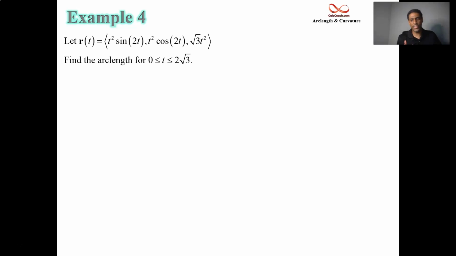We're interested in finding how long it takes to walk along this curve. How far have you traveled if you walk along this curve from t equals 0 to t equals 2 square root of 3? We have the formula for arc length. That's found by first getting the velocity vector, then getting its magnitude, and then integrating that.